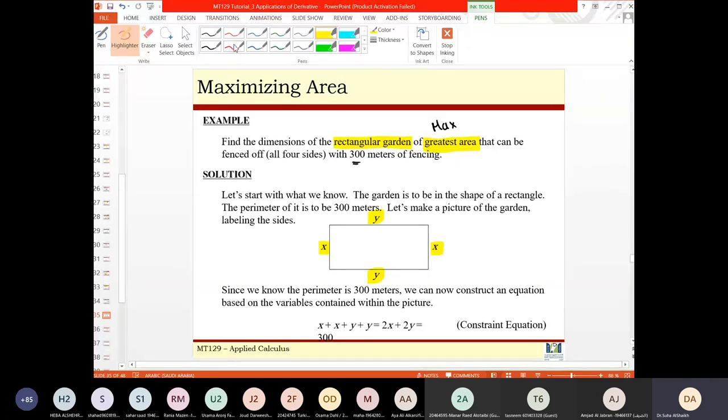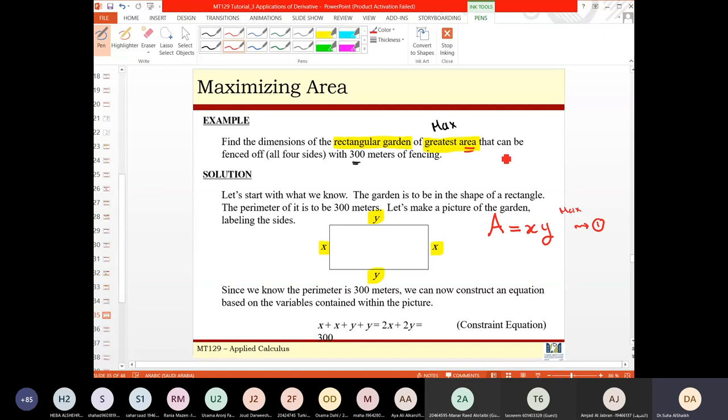So the first information that they give me, I want the greatest area. What do I want to maximize? An area that I'm going to call A. What's the area? It's x times y. So this is my equation number 1. This is the equation that I want to maximize. They told me they want the greatest area, so maximum area here.